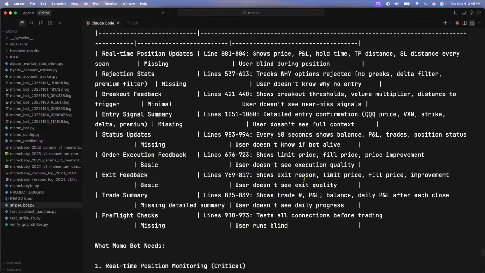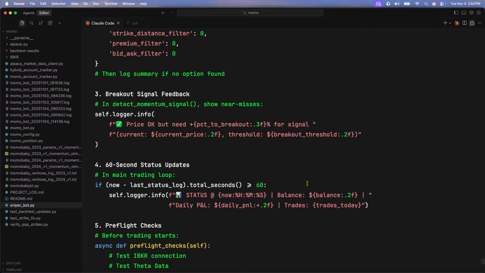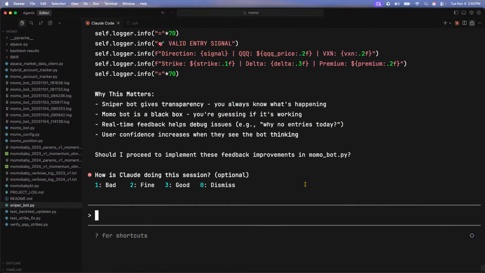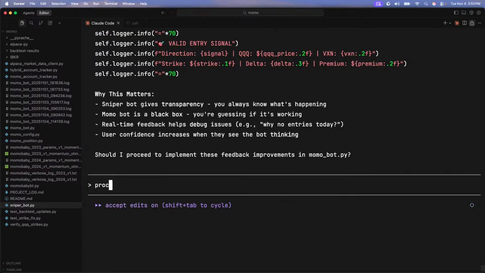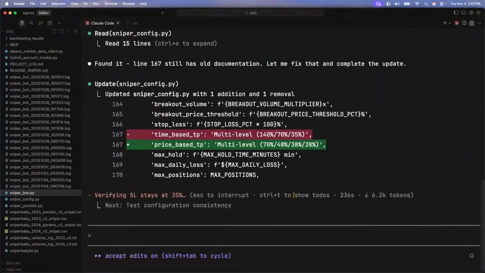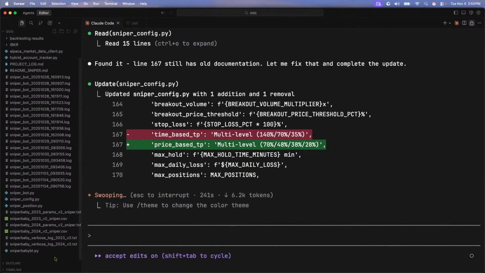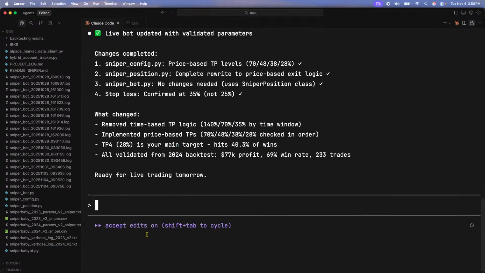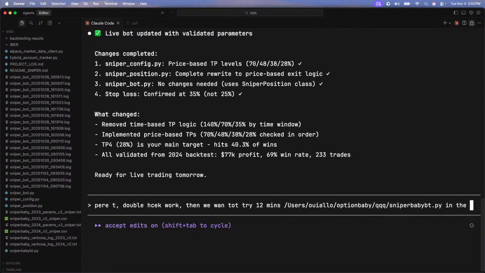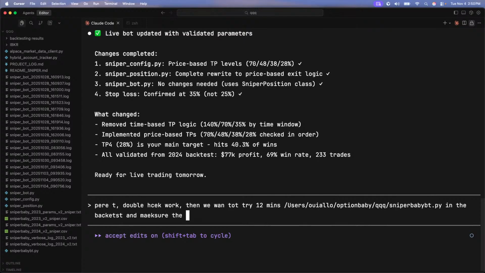All right, sniper price. Beautiful. All right, proceed. While you're working, and you should, okay, there we go. I love it when it listens. I love it when it works out for us. Then I want to try 10 minutes instead of the 15. All right, perfect. Double check work. Then we want to try 12 minutes in the back test and make sure the SL is at 35.